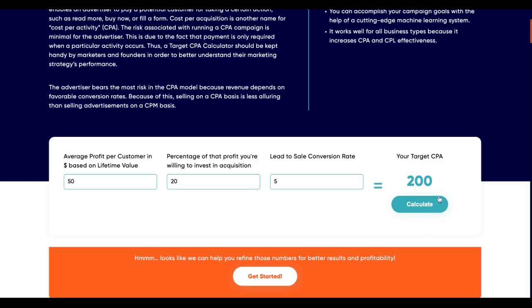Simply hit calculate. You get your target CPA, which is 200. This means you should ideally spend no more than $200 to acquire a new customer while maintaining a 20% profit margin on their lifetime value.